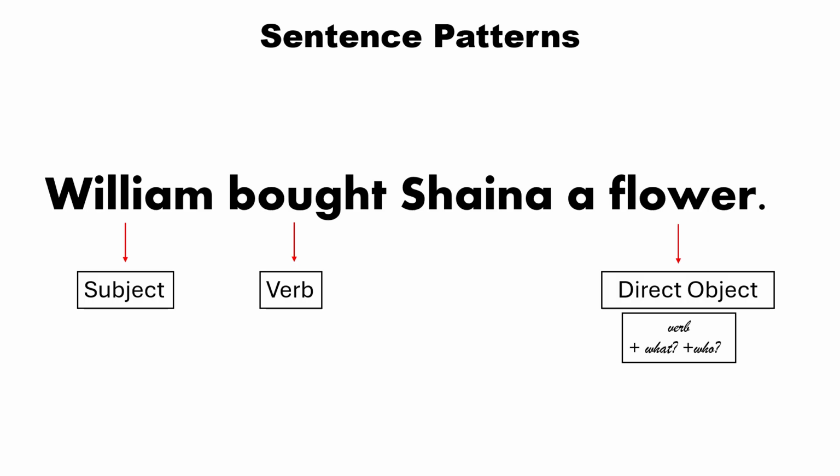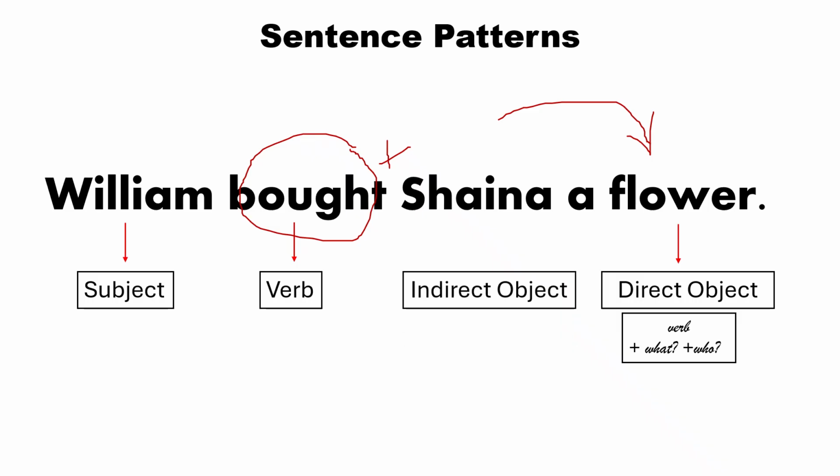Simply do this formula. So you verb plus what. So where's the verb? Bought, right? So what you will do is to add plus what in here. So William bought plus what? A flower. And that would be your direct object. That direct object is the receiver of the verb.